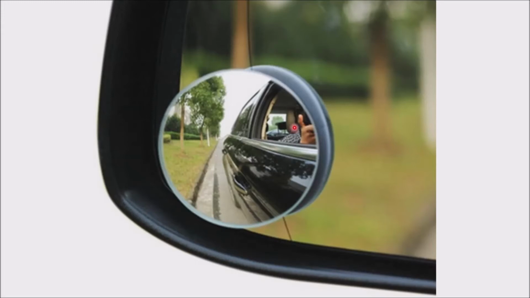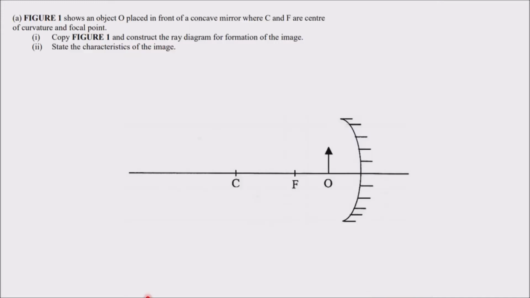So we have done theory, and we have talked a little bit about applications. Let's try and apply what we have learned in a question. Figure 1 shows an object O, placed in front of a concave mirror, where C and F are the center of curvature and the focal point respectively. In question 1, they ask you to copy figure 1 and construct the ray diagram for the formation of the image. This is figure 1, and I've copied and pasted it here.